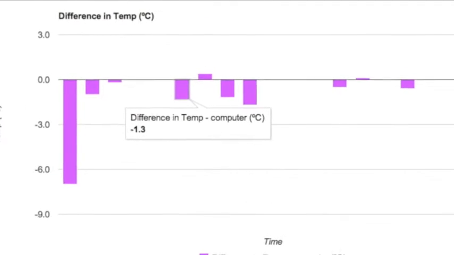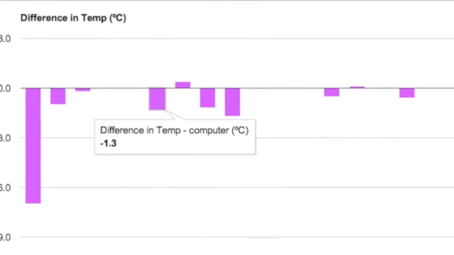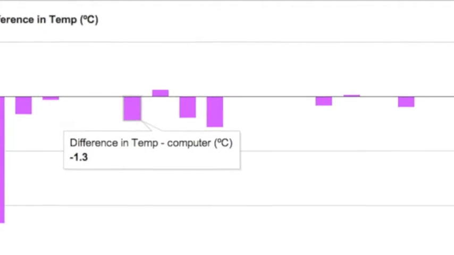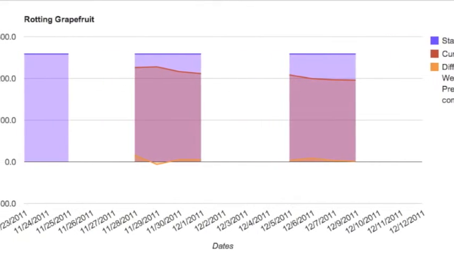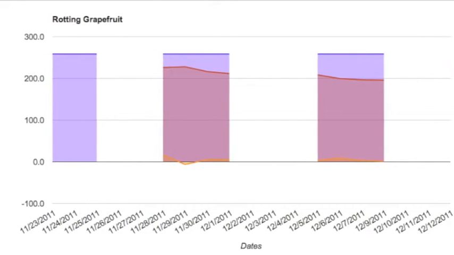On the day we started the experiment, the grapefruit was very cold because it had been refrigerated. The next day, the temperature went up a lot because we left the fruit out in the open and it became almost room temperature. This is our weight chart. The numbers on the bottom are the date. The numbers on the left are the weight in grams.